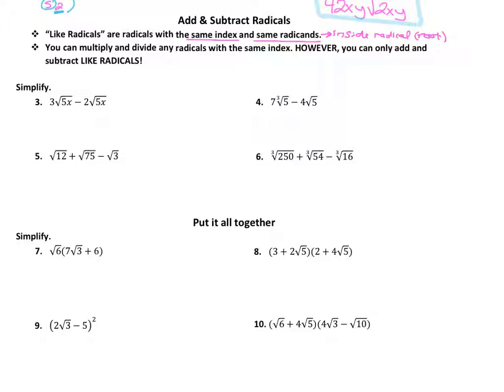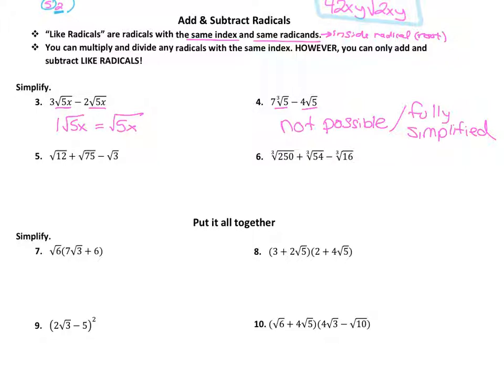So if I look at example 3, I have the same index, they're both square roots, and I have the same thing in the root, which is a 5x. So if I did 3 root 5x minus 2 root 5x, I would get 1 root 5x, or just square root of 5x. If I look at example 4, they look like they're the same, but this one's a cube root and this one's a square root. So this one's not possible. Or you could also say it's fully simplified, because there's nothing more that we can do.